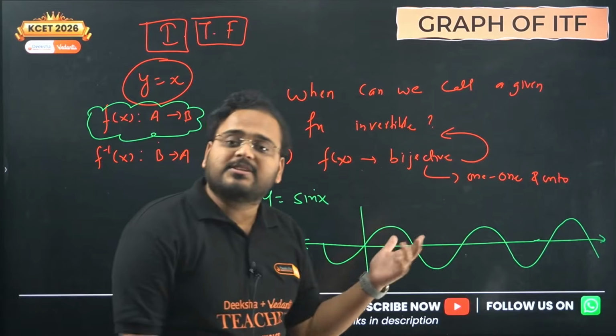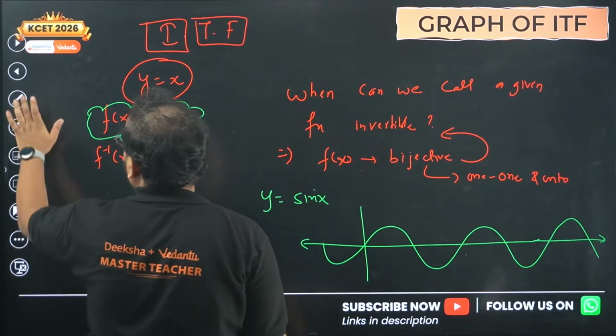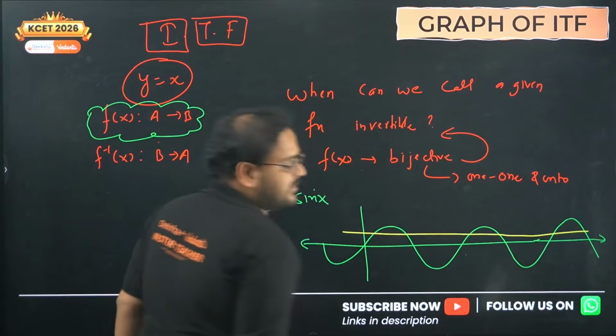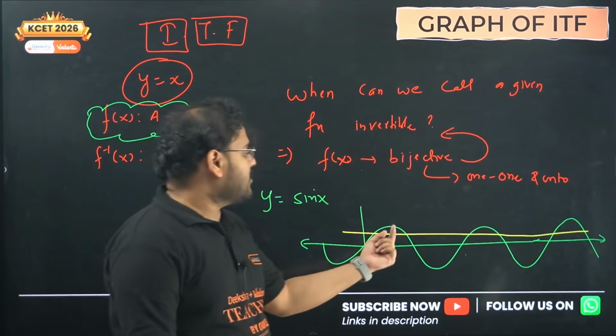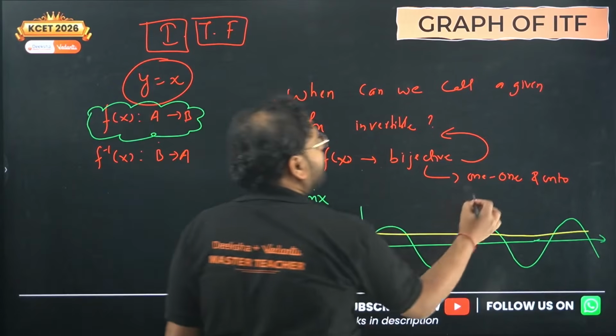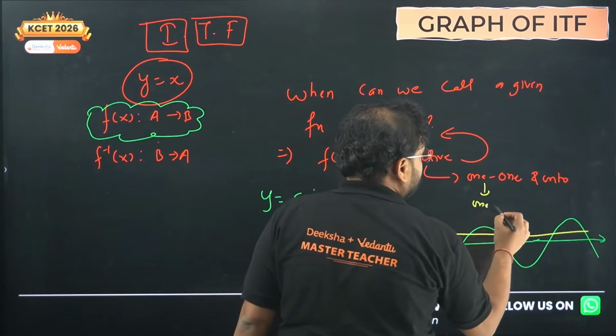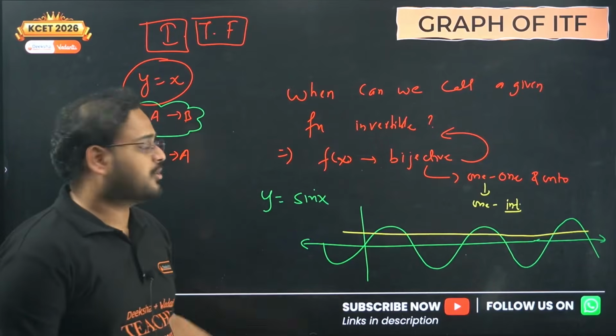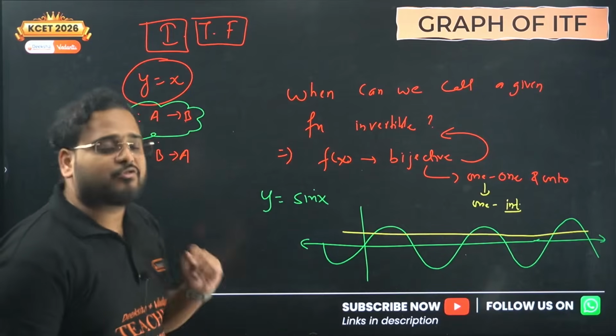Now what happens with the sine function? Check, sir. Is it invertible, sir? Do a horizontal line test. Check, one, two, three, four, five, six points. What happens to a one-one function? It should have only one intersection. Only one intersection should be there. But how many intersections do I have? So many.